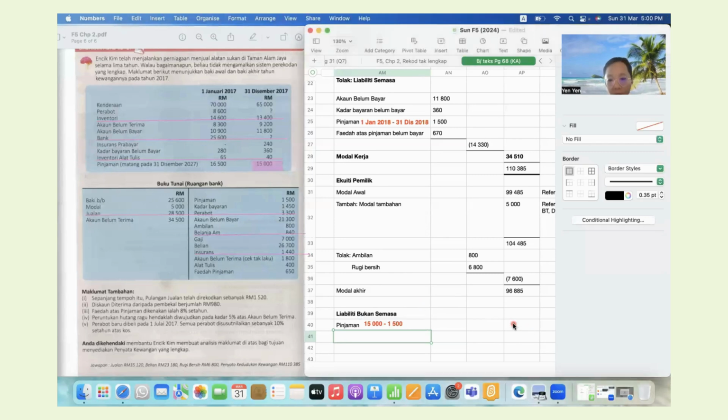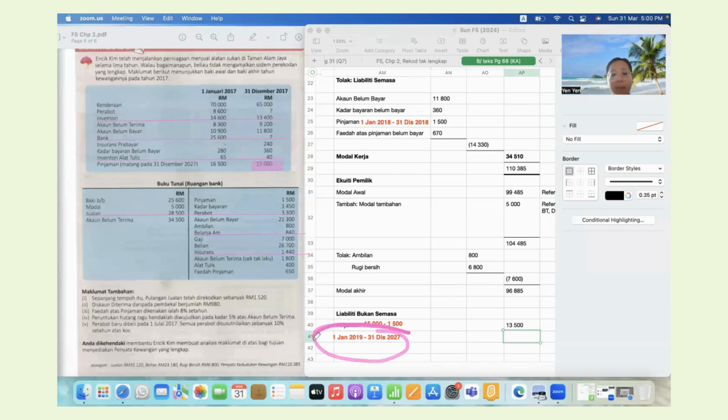So which means you have 13,500. This one you will settle between January 2019 until 31st December 2027. So you see, this is more than 12 months. You pay it more than 12 months later, so that one is considered LBS. Understand here, everyone? Can you raise up your hand?